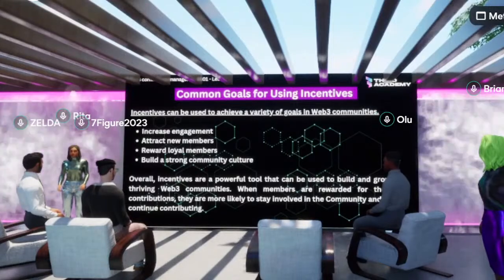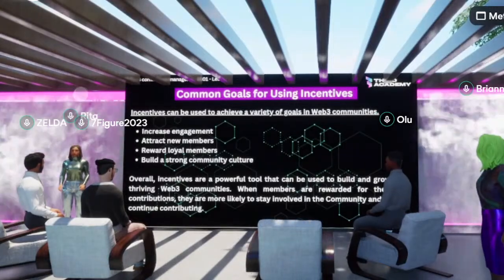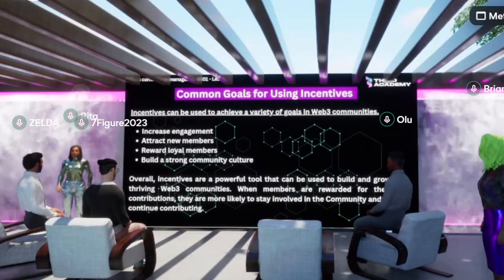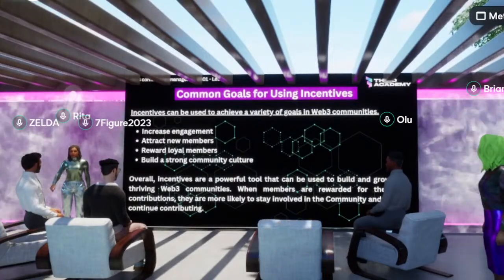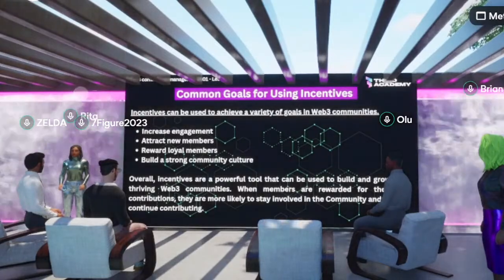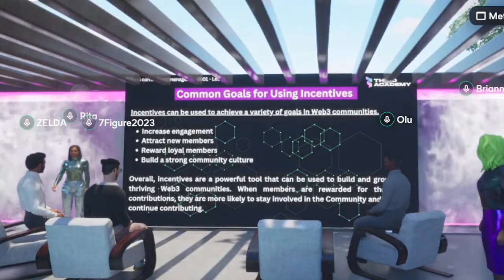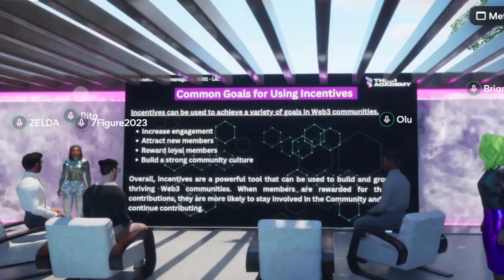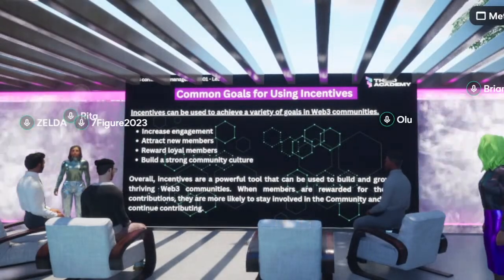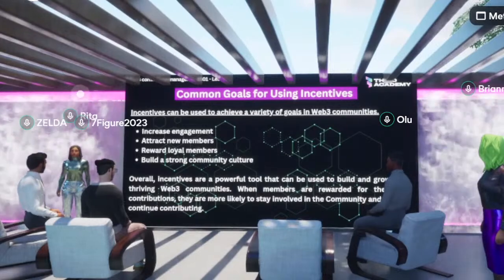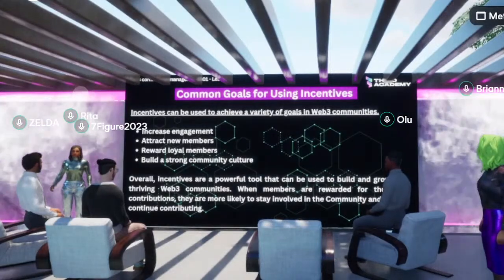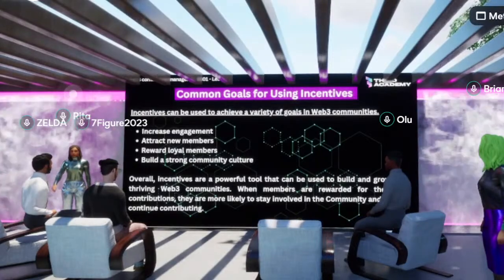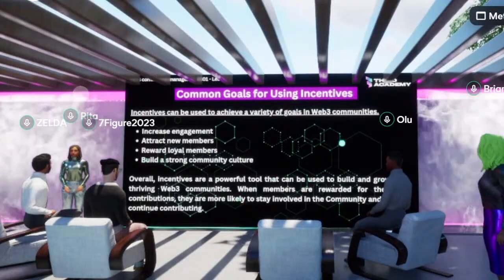So overall, incentives are a powerful tool that can be used to grow Web3 communities, right? We've given a scenario of intrinsic incentives in play and also extrinsic incentives in play, right? So let's give one more example. Let's move to the next slide. Let's give one more example to help understand it.